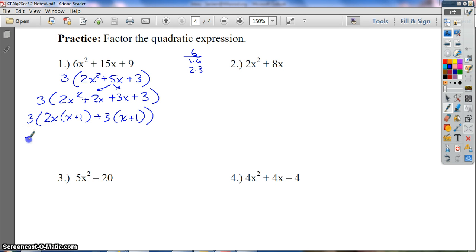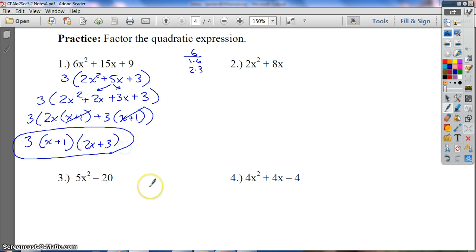So you can see the x plus 1's match up. We're going to pull out the x plus 1. That's going to leave me with this 2x plus 3. That's your complete factored form. Going over here to number 2, these have a GCF of 2x. That leaves you with x plus 4. That one's finished. So 2 wasn't as bad as probably what you originally thought.